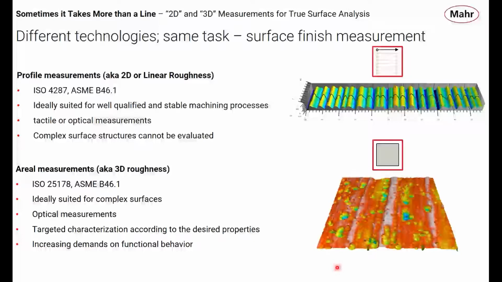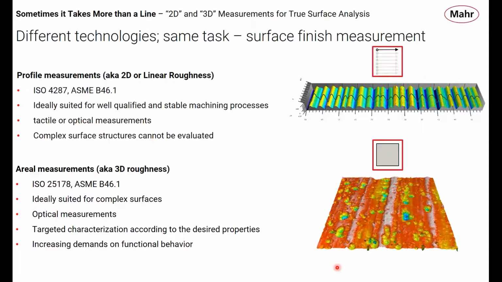Talk about the two different types of analysis that are listed in the title of the presentation here. So profile measurements, also known as 2D or linear measurements on the one side, aerial measurements, also known as 3D measurements or 3D roughness, or however you want to phrase it, on the other side. Those are the two topics we're going to be talking about today.